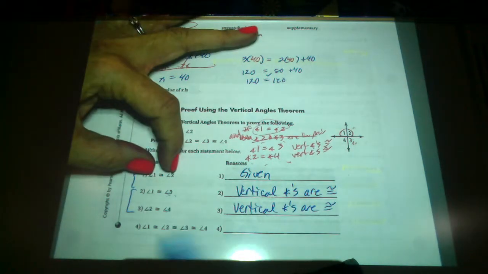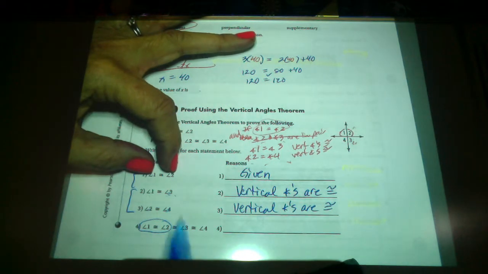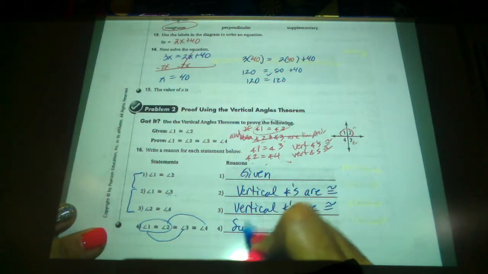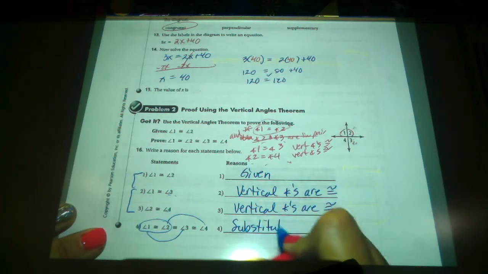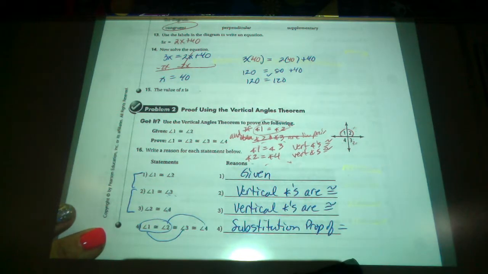So what property are they using from here to here? Because angle 1 is congruent to angle 2, right? So we're stringing that together. And then they're stringing the fact that 3 is also equal to 1 and 4 is also equal to 2 through that same one substitution property. So there's little mini proofs right now.